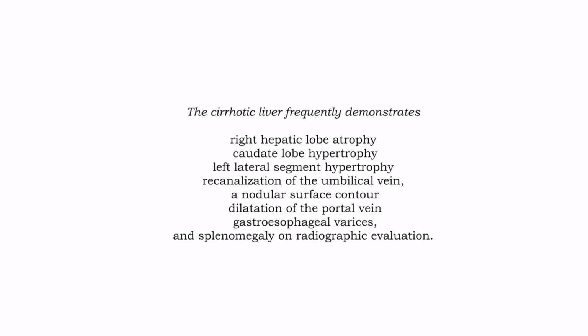What are the main features of cirrhosis? The cirrhotic liver frequently demonstrates right hepatic lobe atrophy, caudate lobe and left lateral segment hypertrophy, recanalization of the umbilical vein, a nodular surface contour of the liver, dilatation of the portal vein, gastroesophageal varices, and splenomegaly on radiographic evaluation.